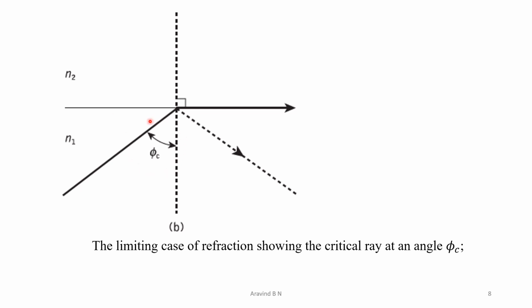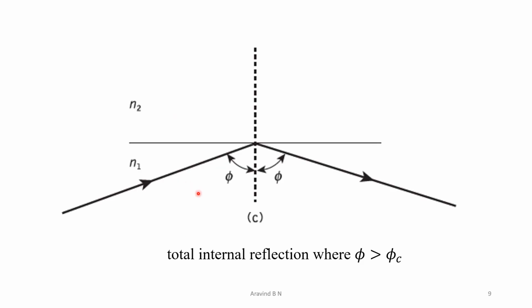So this is called the critical angle. Now coming to the concept of total internal reflection. Refraction is what we studied in the previous two diagrams, and in this case we are talking about reflection. Reflection means that after incidence, if the ray comes back to the same medium, we call that reflection.